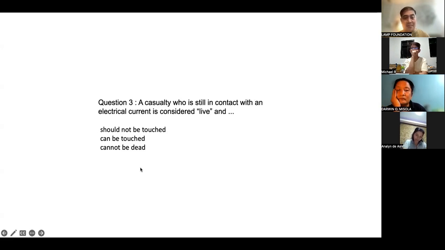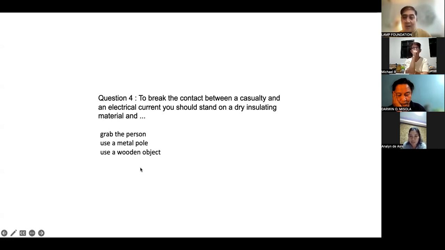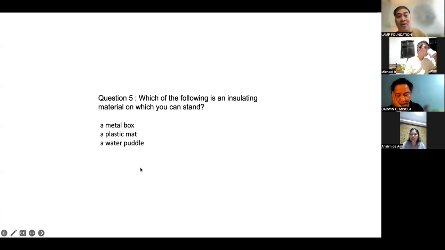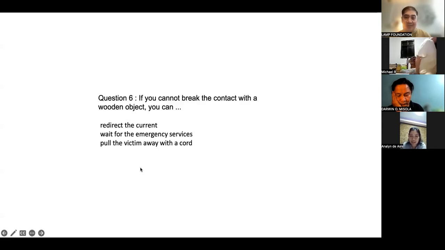Okay, a casualty who is still in contact with an electrical current is considered live and should not be touched. Good. To break the contact between a casualty and an electrical current, you should stand on a dry insulating material and use a wooden object. Which of the following is an insulating material on which you can stand? Plastic mat. Okay. If you cannot break the contact with a wooden object, you can pull the victim away with a cord.